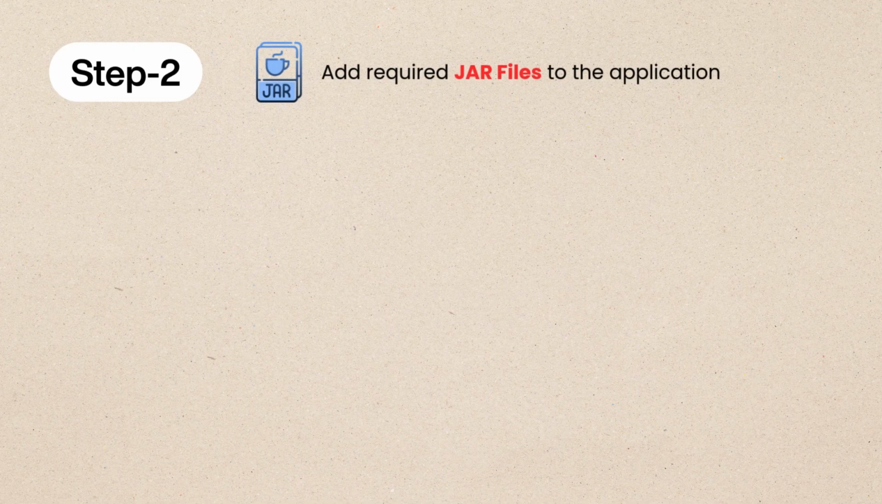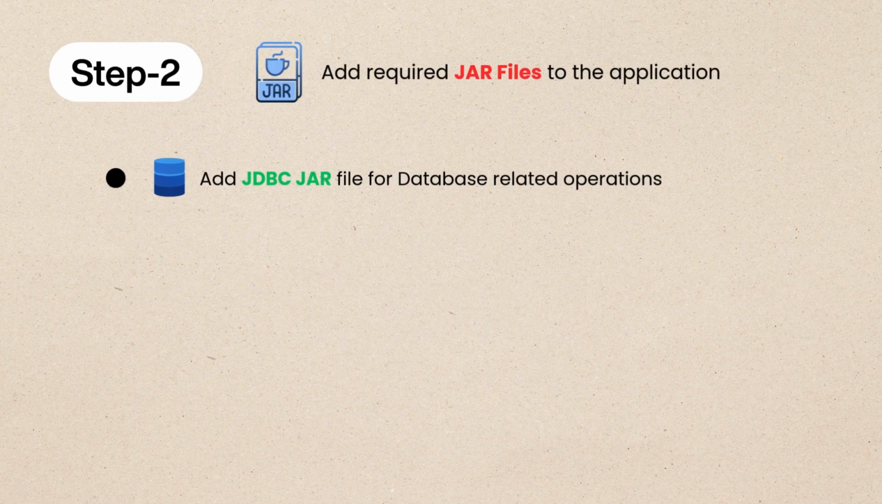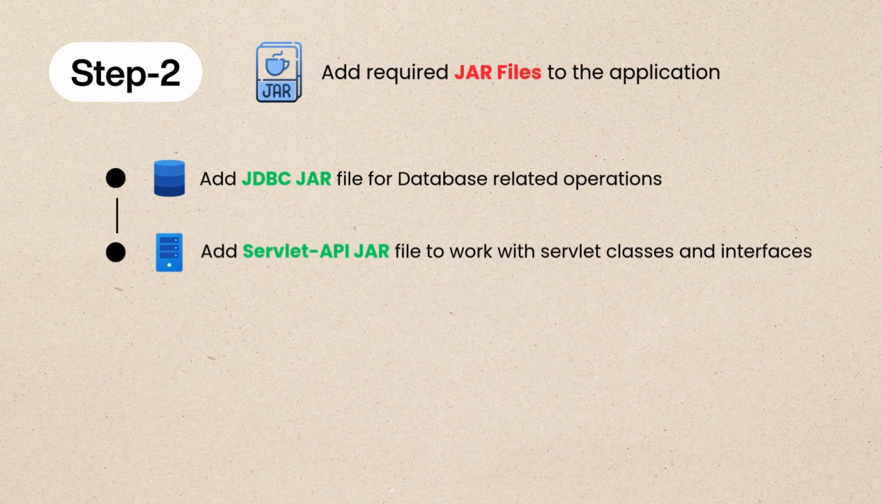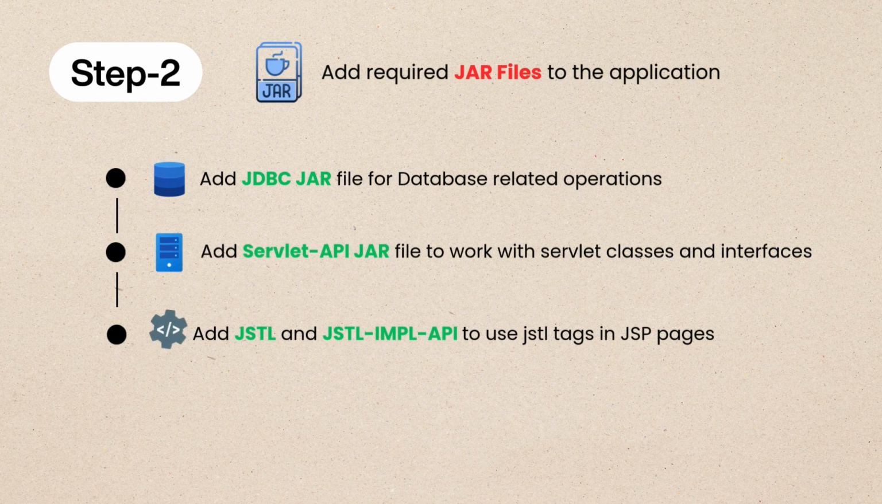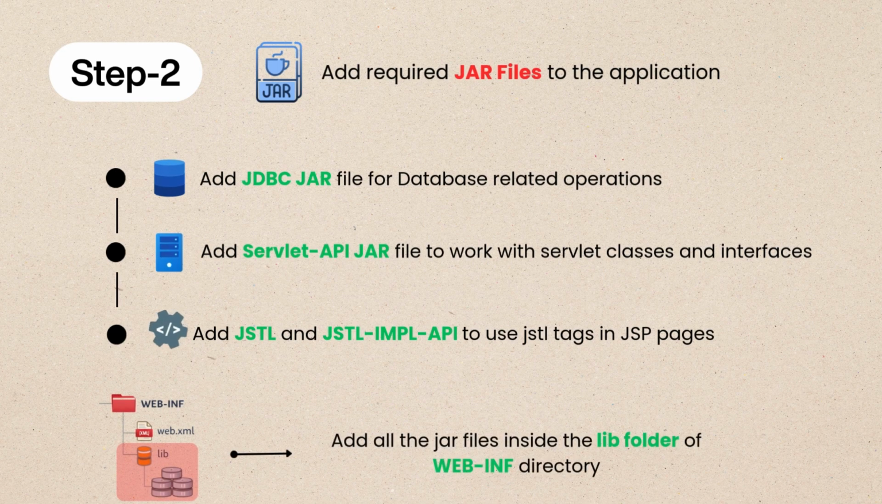Step 2 is to add the required libraries to the application. For database related operations, we need to add the JDBC driver jar file. To work with servlets, we need the Servlet API jar file which provides servlet classes and interfaces. We will also add JSTL API and JSTL implementation jar files which allows us to use JSTL tags inside our JSP pages. All these jar files must be added inside the lib folder of the web.inf directory so that the server can access them and make them available for the entire application.